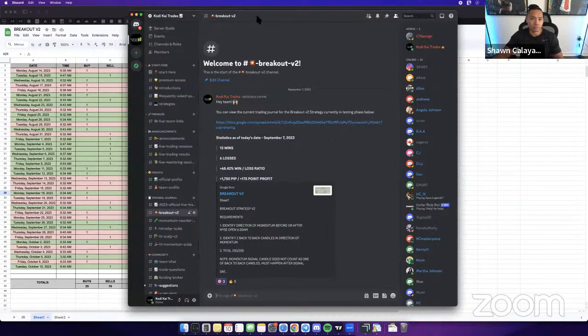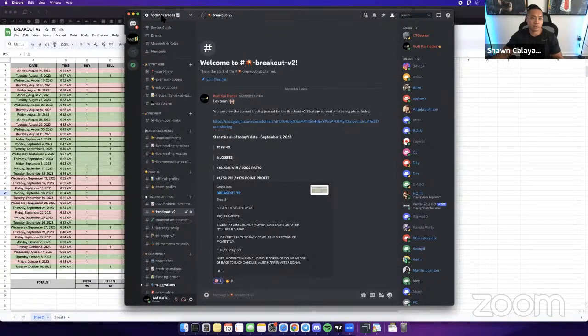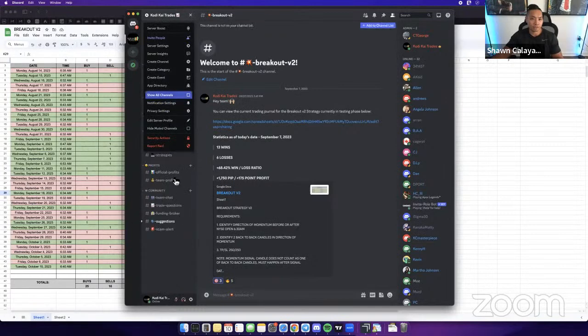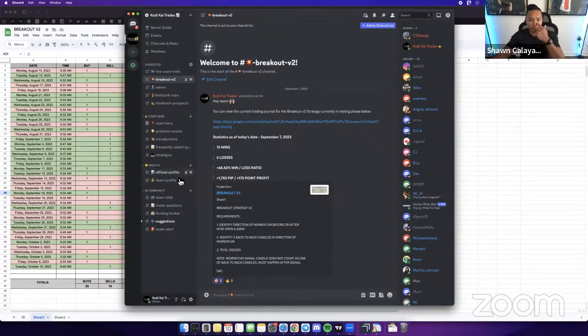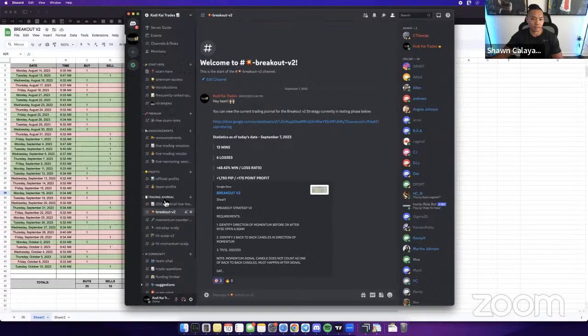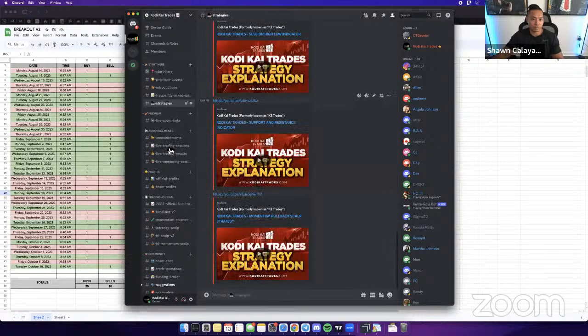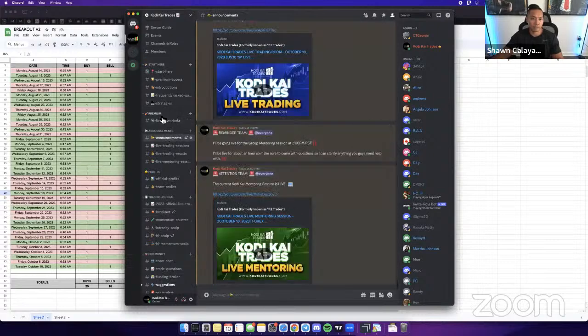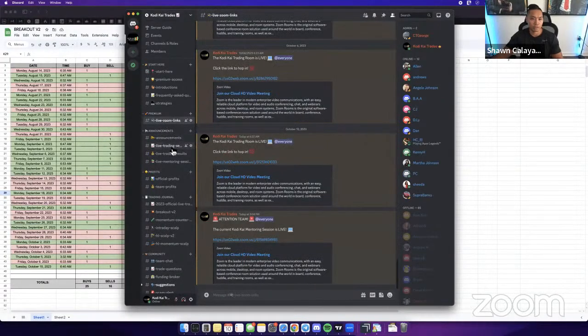So if you guys just joined the Discord, make sure that you go up here where it says Kodi Kai Trades and click on Show All Channels. A lot of people have been asking, where do I find those spreadsheets? If you don't have that enabled, this is what it's going to look like. It's just going to show the stuff that is updated more recently. So if you want to see everything, click on Show All Channels, and you'll see all the spreadsheets right here at the Trading Journal. All the strategies will be covered right here, announcements right here. If you guys are in the premium, the Zoom links will be posted up here.